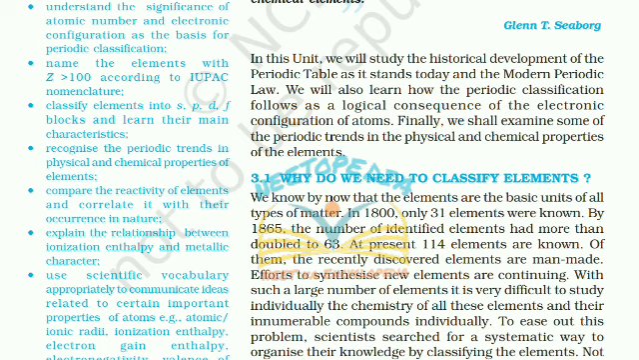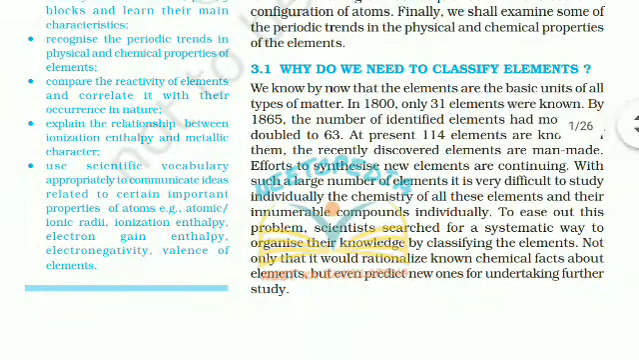3.1 Why do we need to classify elements? We know by now that the elements are the basic units of all types of matter. In 1800, only 31 elements were known. By 1865, the number of identified elements had more than doubled to 63. At present, 114 elements are known. Of them, the recently discovered elements are man-made. Efforts to synthesize new elements are continuing.